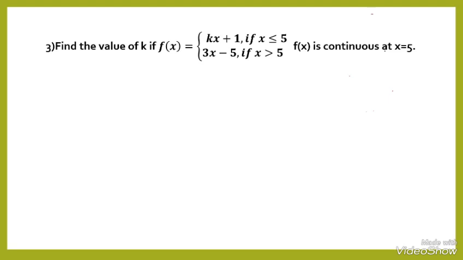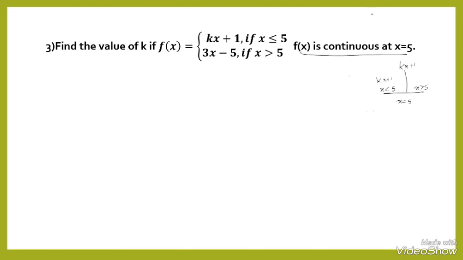Similarly, I can draw roughly, that is at x is equals to 5, at x is less than 5, and x is greater than 5. What is the function values at x is equals to 5? That is equal symbol is there. That is kx plus 1. At x is less than 5, that is also kx plus 1. Here 3x minus 5.